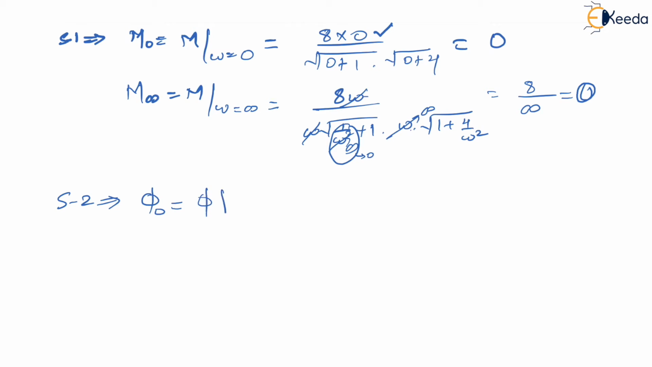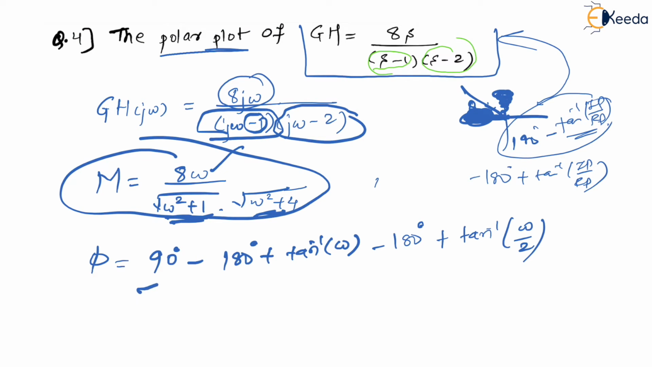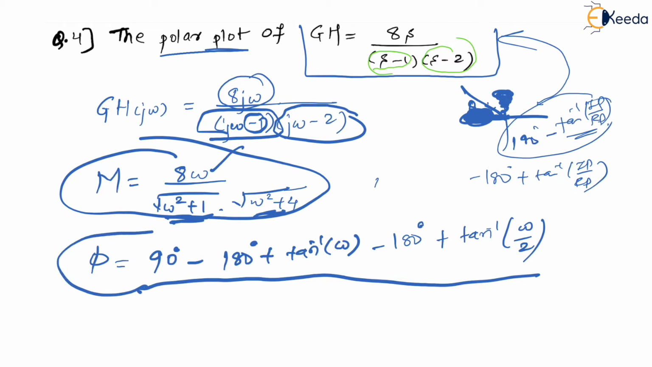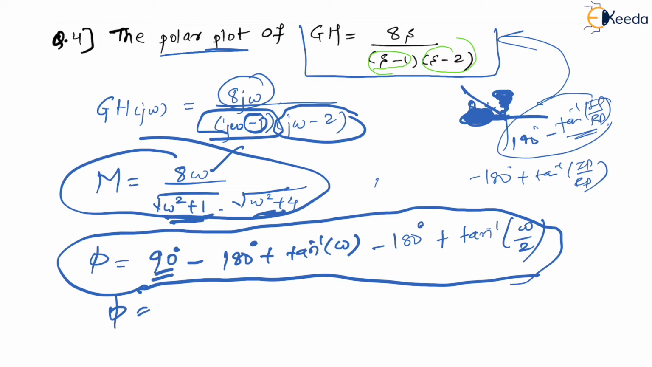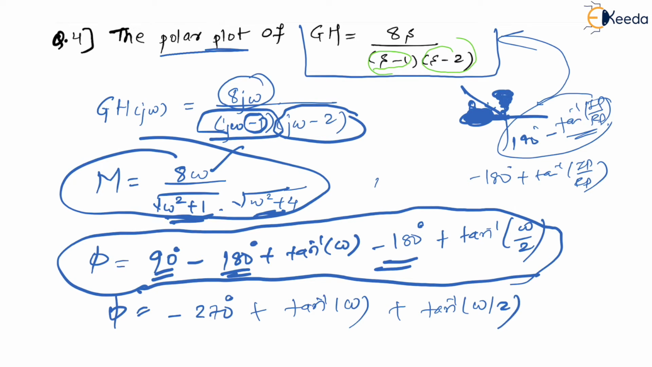What is phi 0? Phi 0 is the phase at omega equal to 0, which is equal to what? You see, it is this one, right? So if I replace it this way, what do I get? Rather, I will try to simplify this one. If I add this plus 90 degrees minus 180 degrees minus 180 degrees, what I get is minus 270 degrees plus tan inverse of omega plus tan inverse of omega by 2.